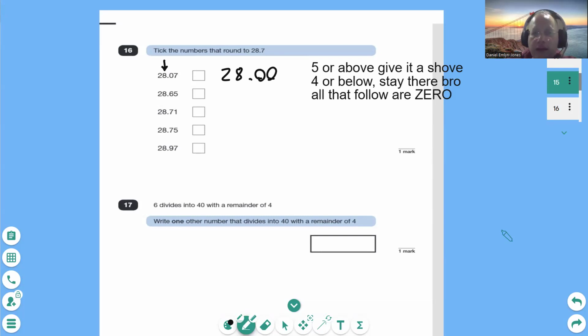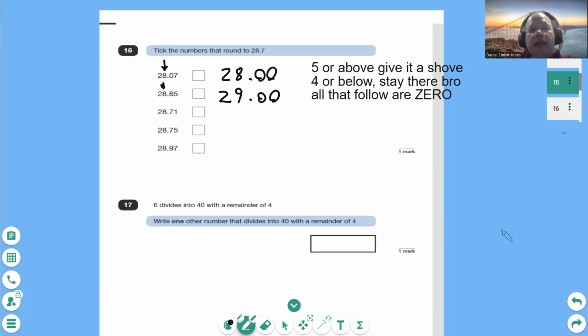The second one, we're rounding the 8. The 8 looks to the 6 this time. The 6 follows. And the 6, 5 or above, give it a shove. So the 28 is going to go up to, the 8 is going to be shoved up to 9. All that follow are 0.